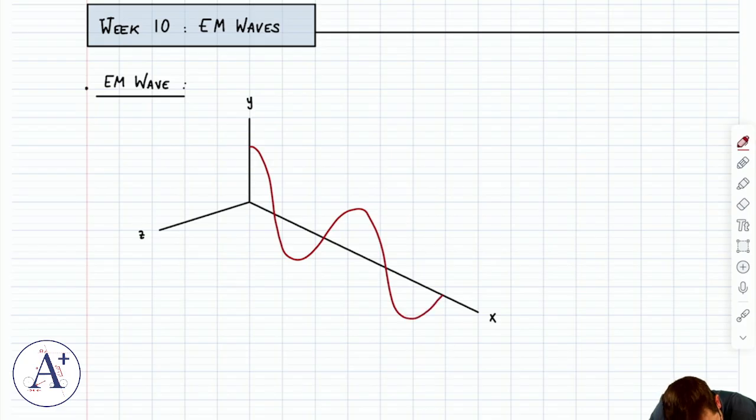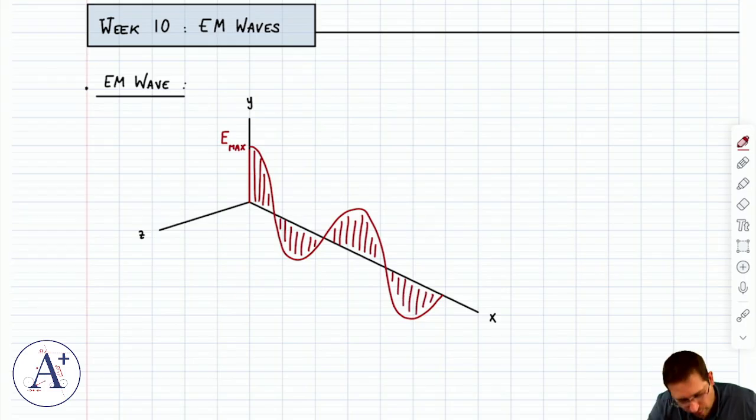But you get a wave that oscillates in the y direction. Now this is going to be E max, or sometimes we call it E0, the amplitude of the electric field. But the electric field is going to oscillate in the y direction as the wave propagates down the x direction.